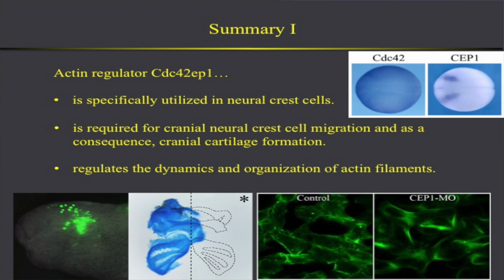So for a summary of this part of the talk, CEP1 is specifically utilized in neural crest cells, and it's required for cranial neural crest cell migration, and as a result, for cranial cartilage formation. And it seems to regulate actin organization and actin dynamics. So the next question I want to ask is how CEP1 interacts with Cdc42 during neural crest cell migration?